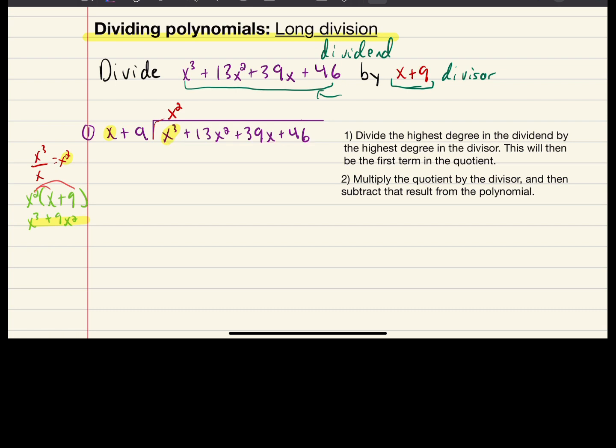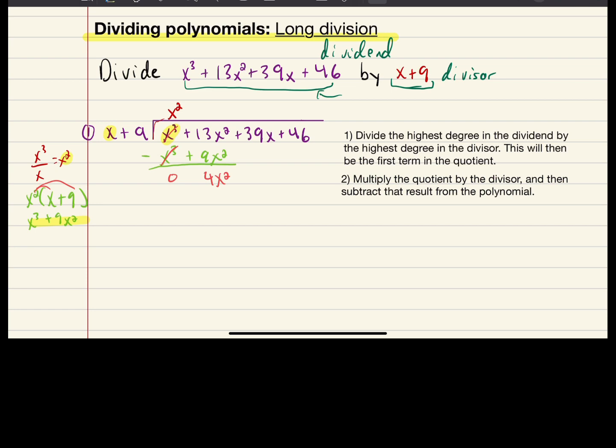And so I'm going to write it in green here, minus x cubed plus 9x squared. What I want to be sure to do is line up all the exact variables right underneath each other so that we can actually subtract. So when I do this, I can see that the x cubed terms cancel, so I'm left with 0. 13x squared minus 9x squared gives us 4x squared.